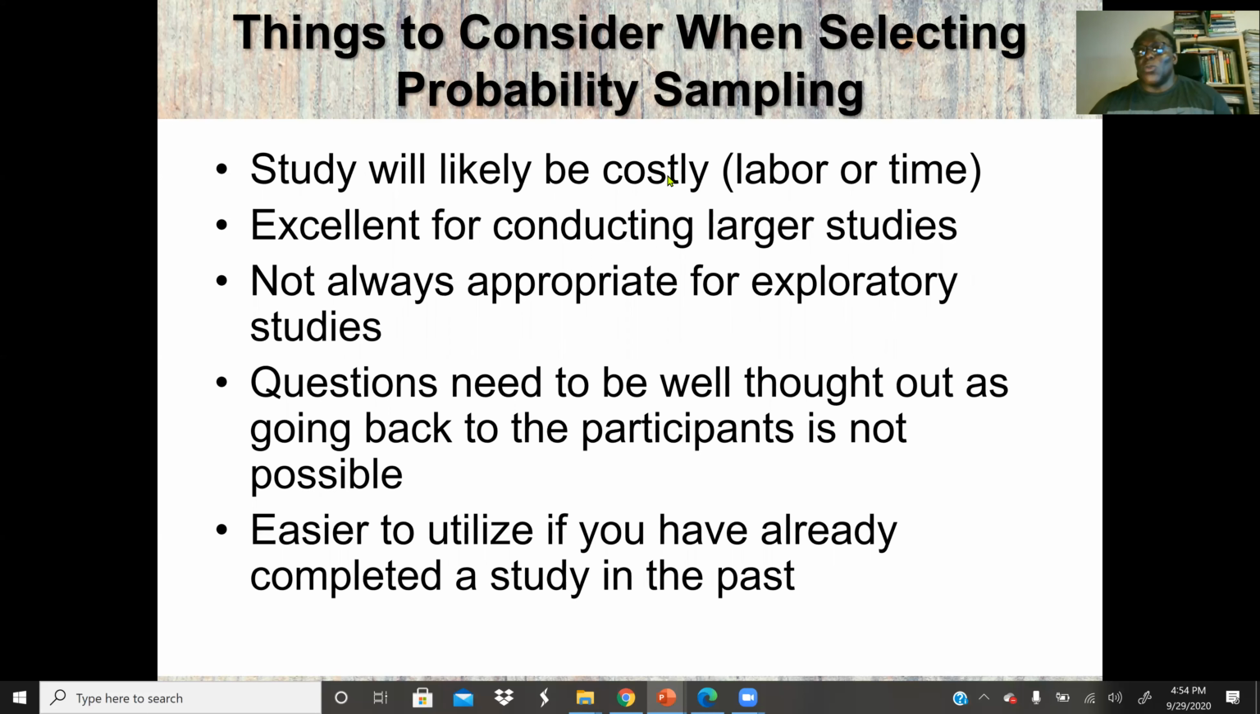And things to consider when selecting probability sampling: again, the study will likely be costly in labor or time. Also, it is excellent for conducting larger studies and not always appropriate for exploratory studies. Also, the questions need to be well thought out, as going back to the participants is not possible. And it is also easier to utilize if you have already completed a study in the past.